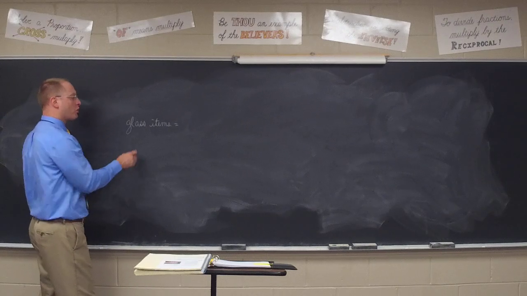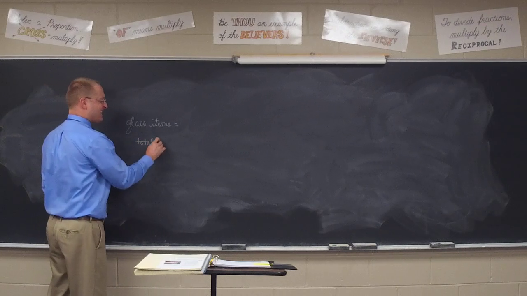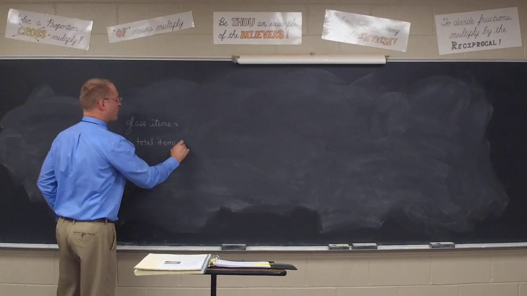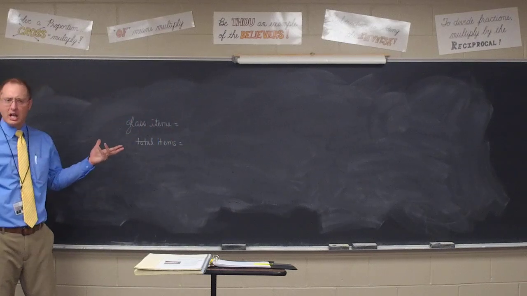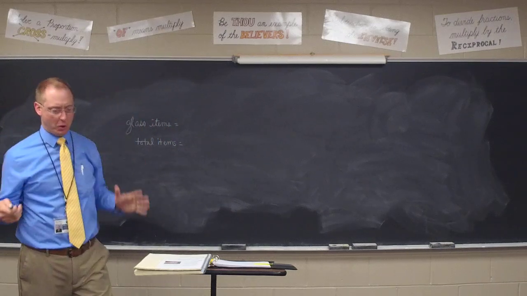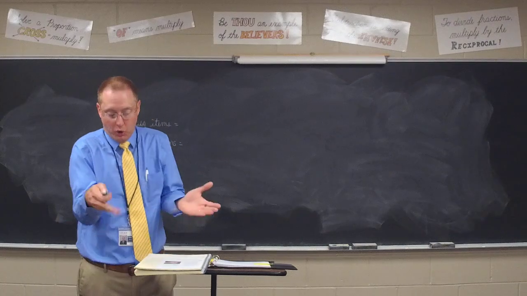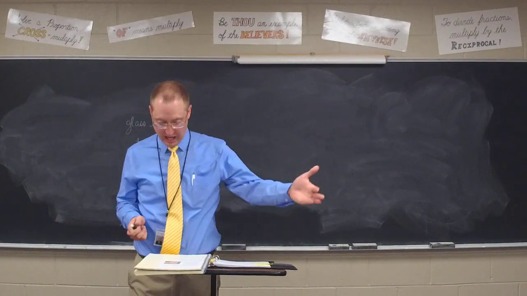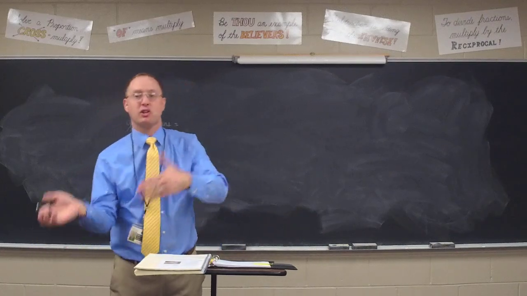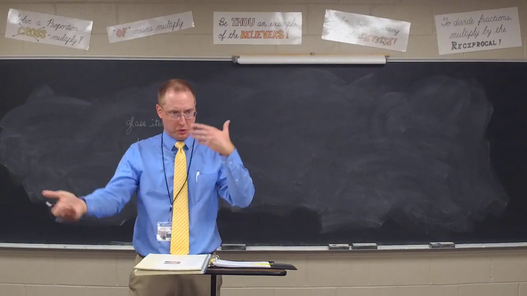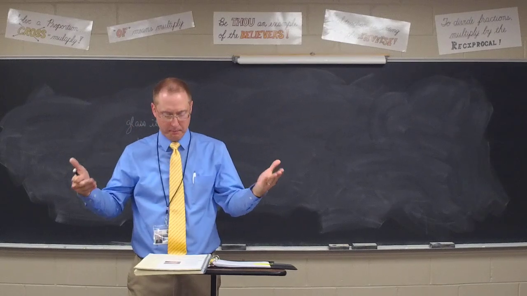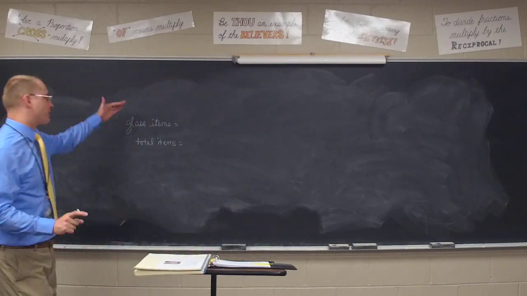Wait, no, total items. Do you see that? It's kind of weird because the glass is part of the total, right? But you see, class, it mentions glass items and total items. 1/6 of the total items he recycled were glass. He recycled 25 glass items. How many total items? You see how it bounces back and forth between the glass and the total. We all see that?